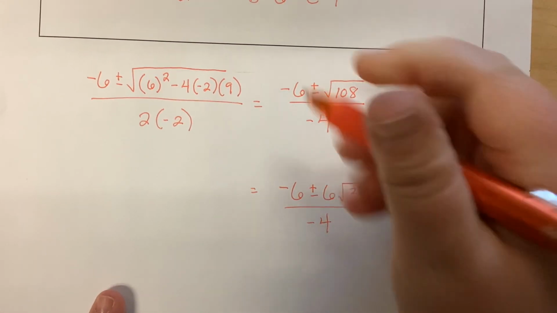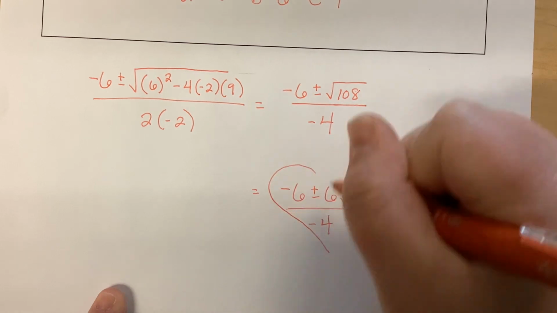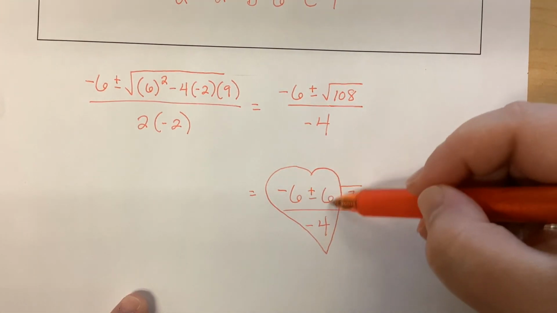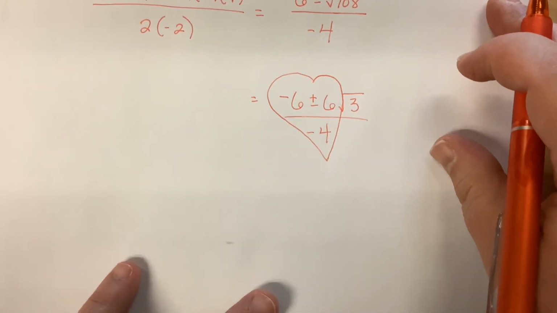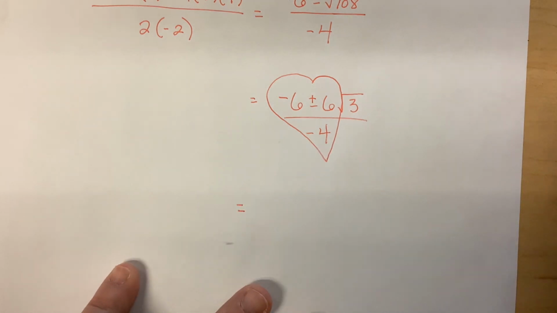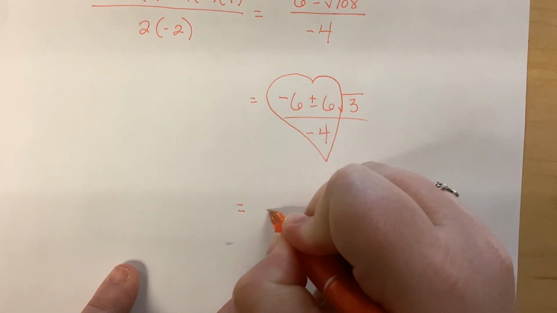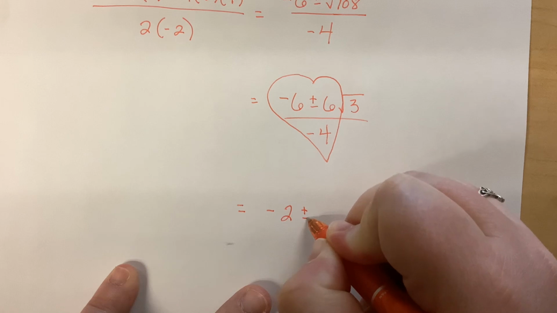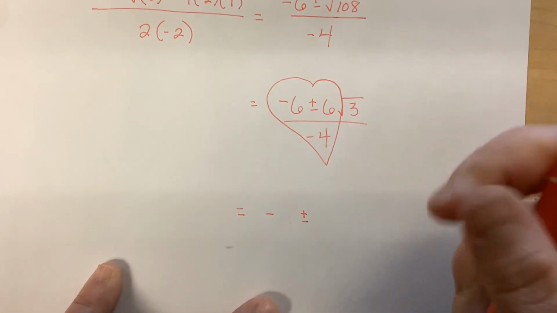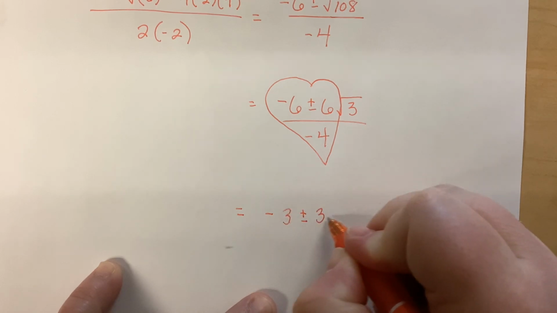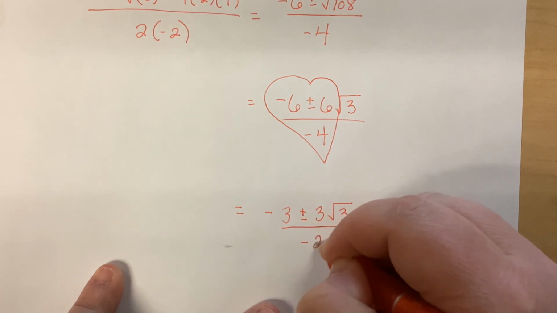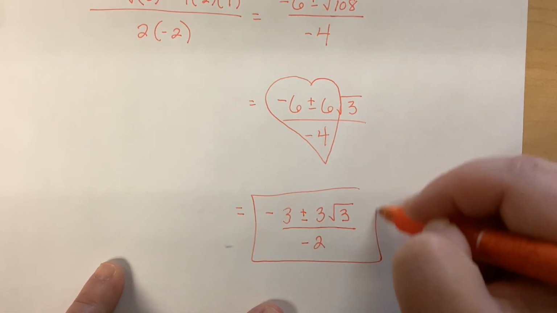We're going to take a look at these 3 numbers here. A lot of students in the past have called this the heart method because you can make a heart around those 3 numbers. And you want to find the greatest common factor of these 3 numbers. They are all divisible by 2, so that's what we're going to do. Negative 6 divided by 2 is negative 2, plus or minus 6 divided by 2 is, oh my, that's not 2, that's 3. And then we still have a root 3, and negative 4 divided by 2 is negative 2. And that would be our answer.